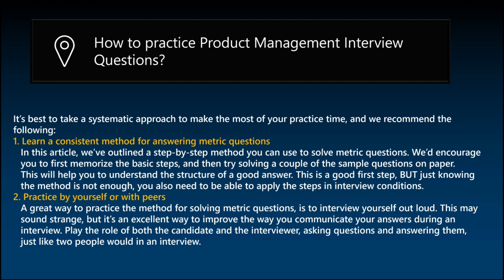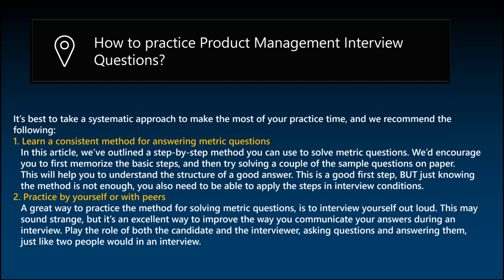1. Learn a consistent method for answering metric questions. So in this article, we have outlined a step-by-step method you can use to solve metric questions. We would encourage you to first memorize the basic steps and then try solving a couple of the sample questions on paper. This will help you to understand the structure of a good answer. Now, this is a good first step, but just knowing the method is not enough. You'll also need to be able to apply these steps in interview conditions.